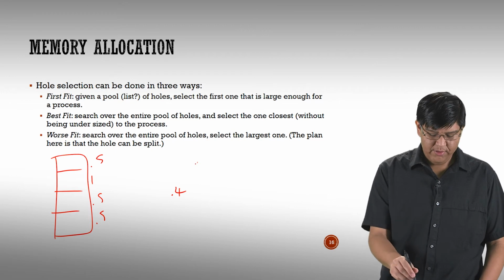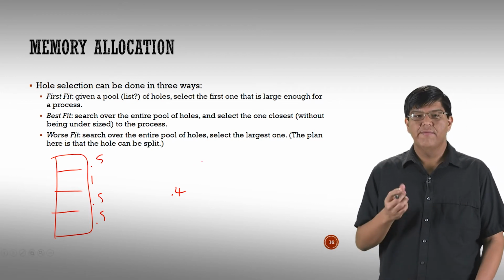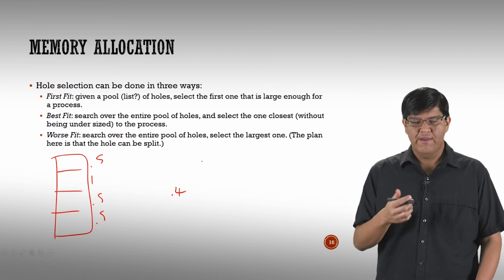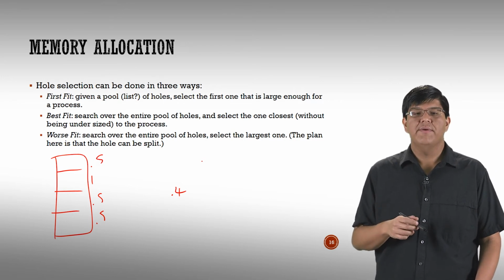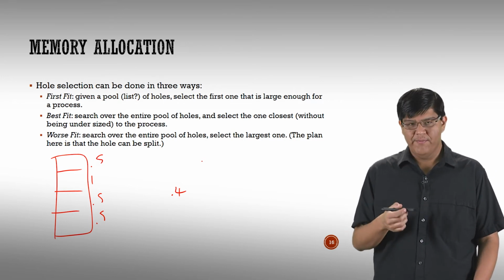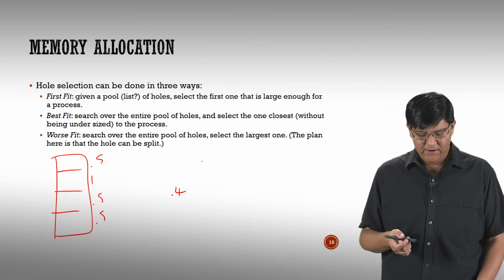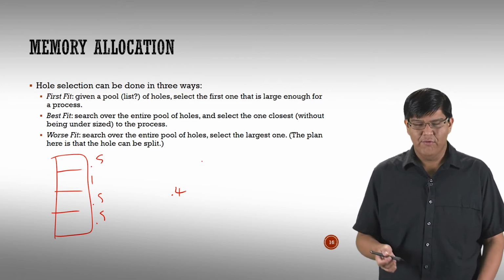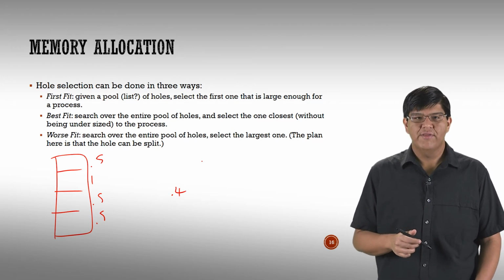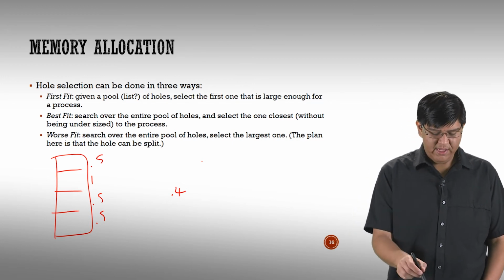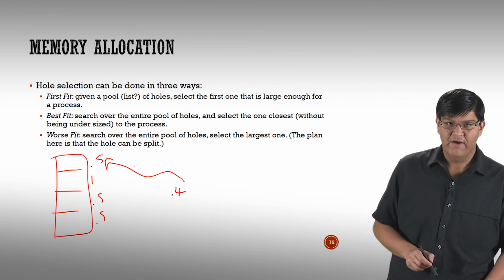Basically, what it means is I'm going to search for the hole that is the closest in size. So I want to find something that's as close to 0.4 as possible without being too big or too small. In this case, I can definitely store 0.4 into 0.5 or into 1, but I want the one that's closest to me, the smallest without going too much larger. And so in that case, I would match my 0.4 to my 0.5.